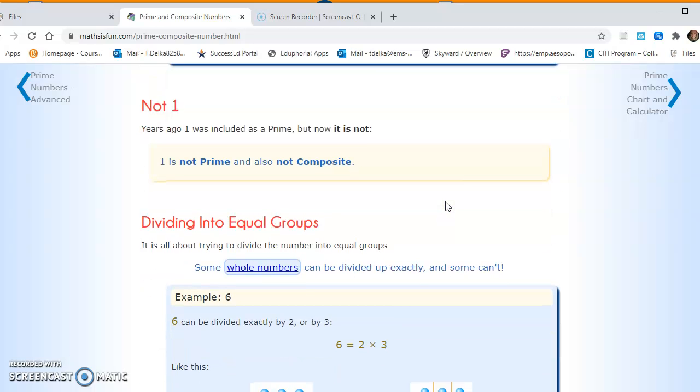Years ago, the number 1 was included as prime, but now it's not. The number 1 is not prime and it's also not composite. Okay? It stands alone as its own number.